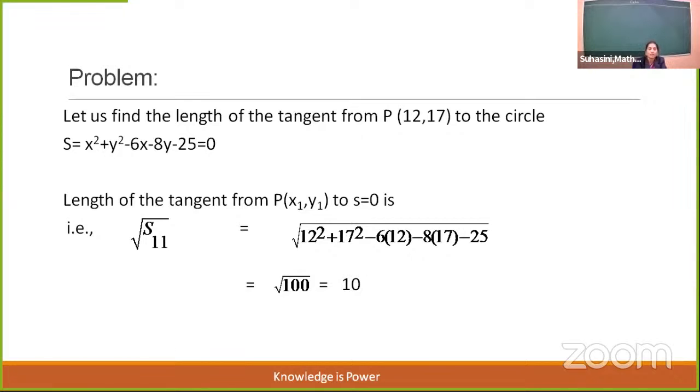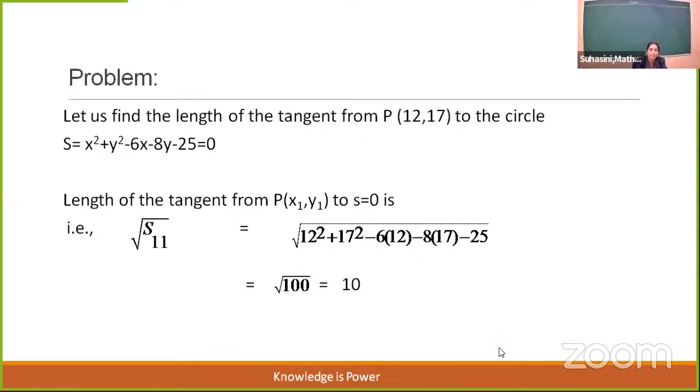And what we need to find out? Length of the tangent. For that, first we have to mention the formula. In the worst case, if your problem goes wrong, at least for the given data and formula, some marks we may get in the final exam. So first we have to mention the formula we are using in the question. The length of the tangent drawn from P to the circle S = 0 is root S11. Then you substitute, that is root S11.